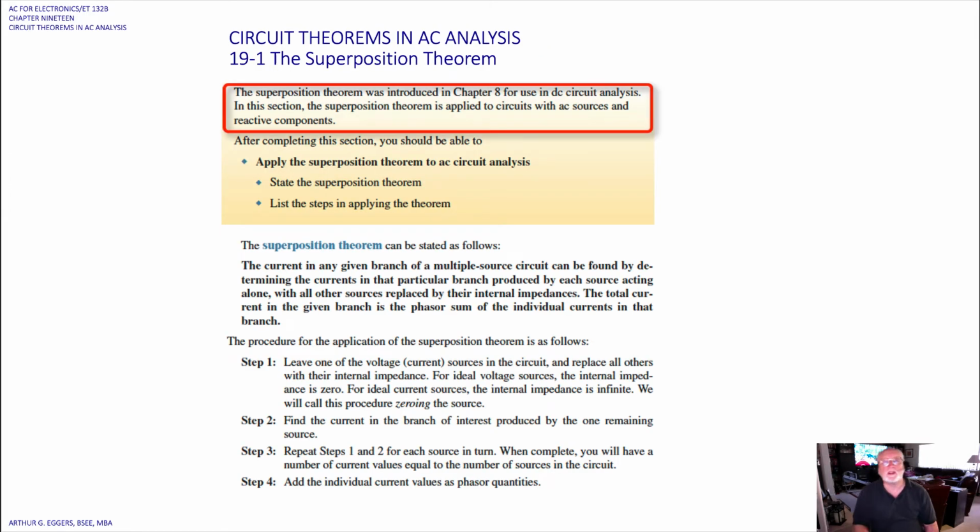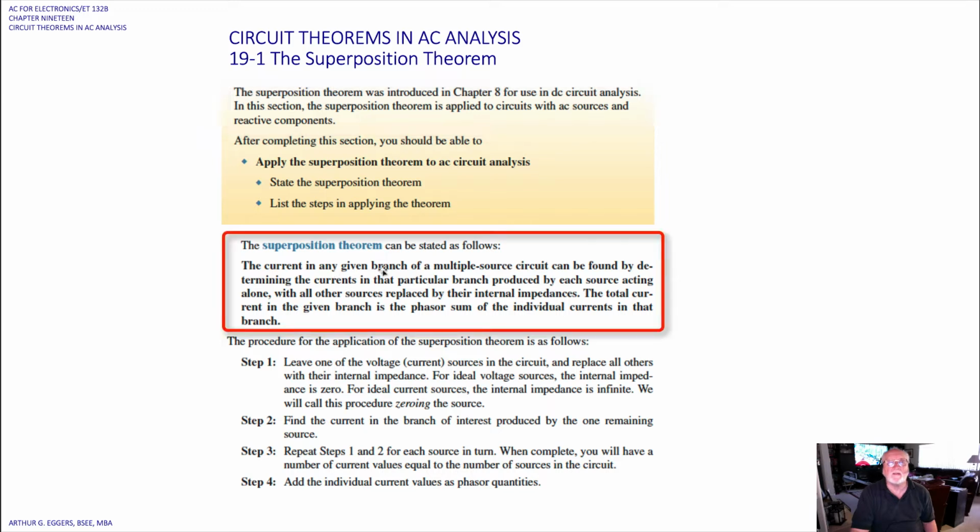So the superposition theorem, as you learned before, we introduced in chapter 8 for use in DC circuit analysis. Superposition theorem is applied to circuits now with AC sources and reactive components. The superposition theorem then stated the current in any given branch of a multiple source circuit may be found by determining the currents in that particular branch produced by each source acting alone.